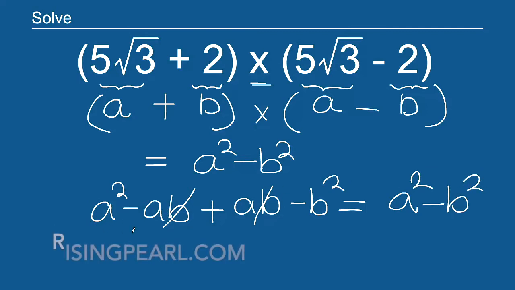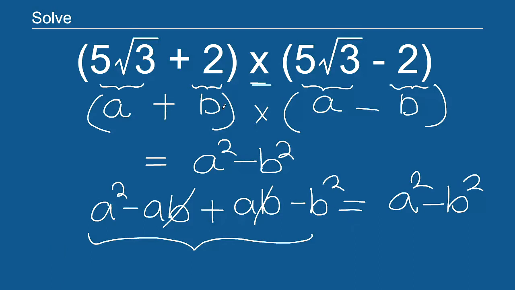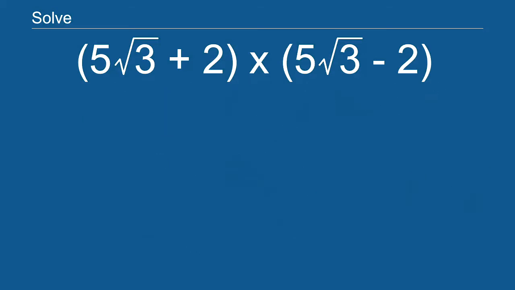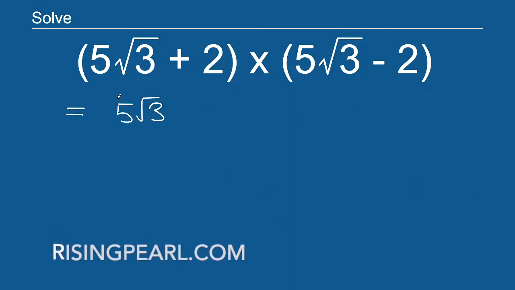But we don't have to go through this entire step. It is too time consuming. We should be able to recognize these patterns. This is of the form A plus B times A minus B, and hence, instead of going through this long route, we will simply apply the formula. So let's clean this up and solve it. This product will look like, with the first term 5 square root 3, A squared minus B squared.